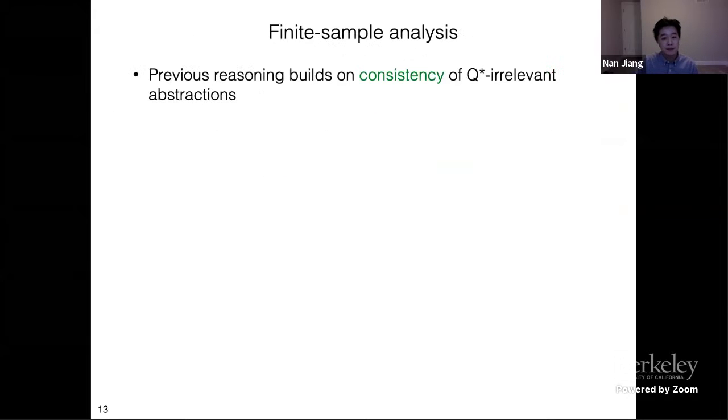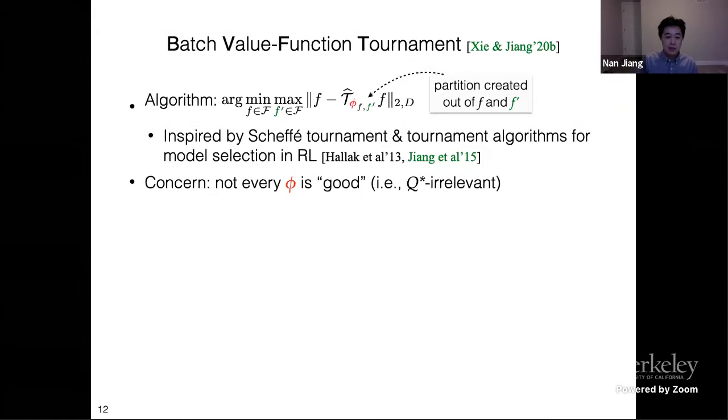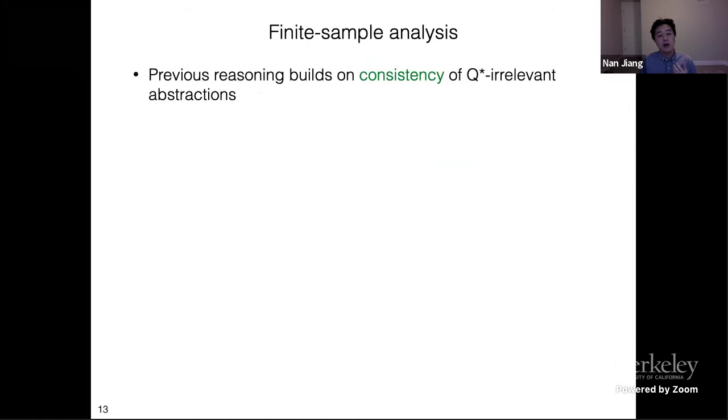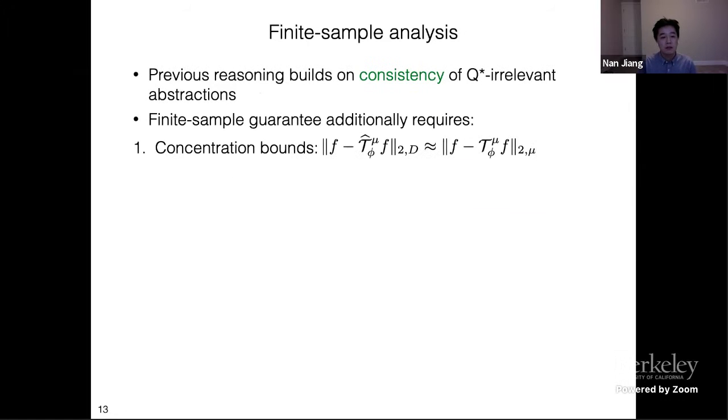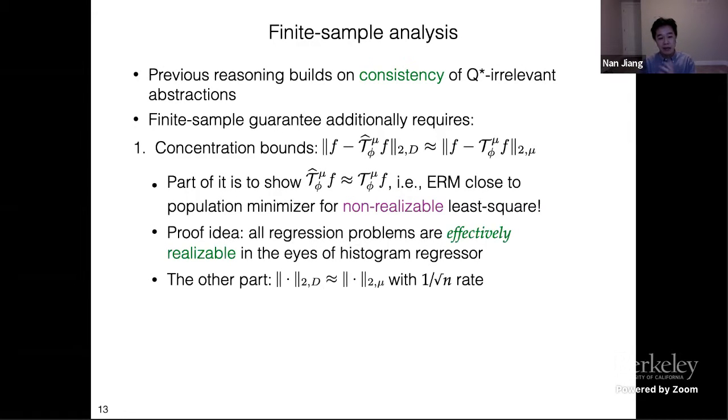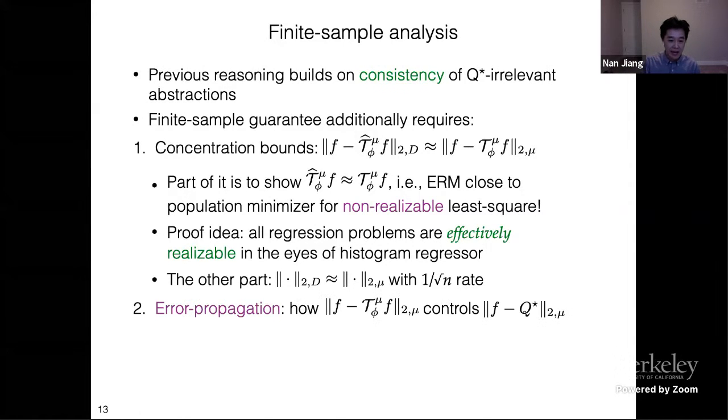Okay, so that's basically the algorithm, and a proof sketch for why it is consistent. But ultimately, we want a finite sample bound, right? And it turns out that to obtain the finite sample guarantee, we additionally require two analyses. The first is a concentration bound, that all our empirical quantities concentrate around their exact versions. There are some technically interesting things in the proof, but overall, if you don't care about tight rates, it's pretty standard. So I just skipped over that.